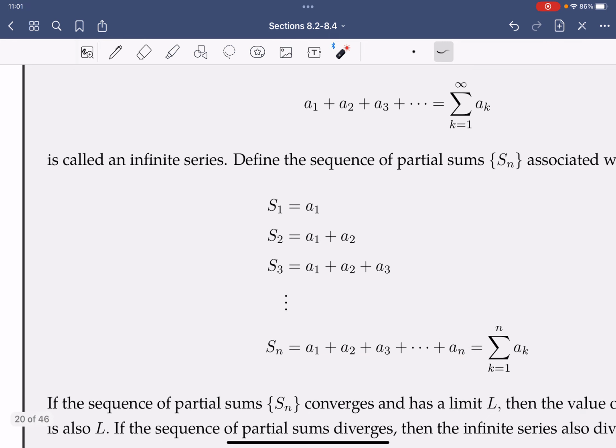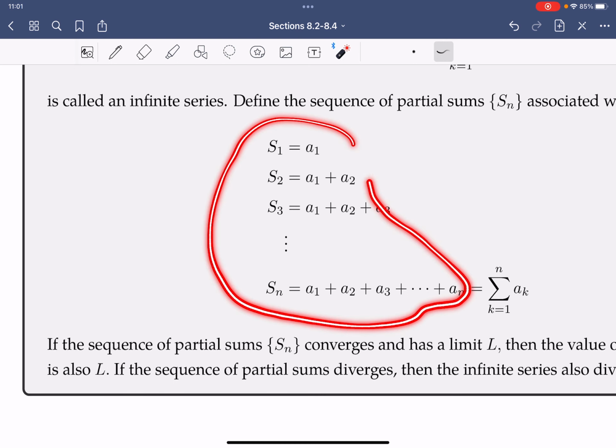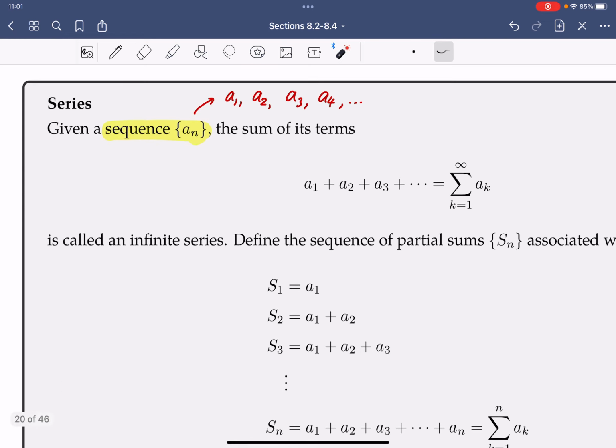If you want to know whether the infinite series is convergent or divergent, one way you can do it is to take a look at Sn and take the limit of Sn. If the limit of Sn is equal to some number L, you can conclude that the series is convergent. Otherwise, you conclude that it is divergent. So this is the basic way to do it. Does it make sense?